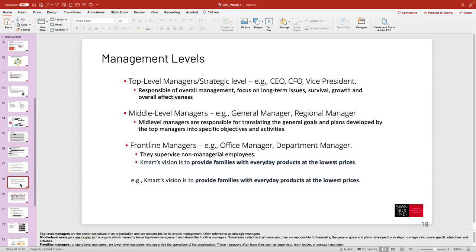We also have frontline managers. They're the people dealing with the people who are actually doing things. They supervise non-managerial employees, right? For example, office managers or department managers deal with people who actually do things. So they need to have a lot of skills, and they need subject expertise as well, because sometimes they have to help people if they can't do things.